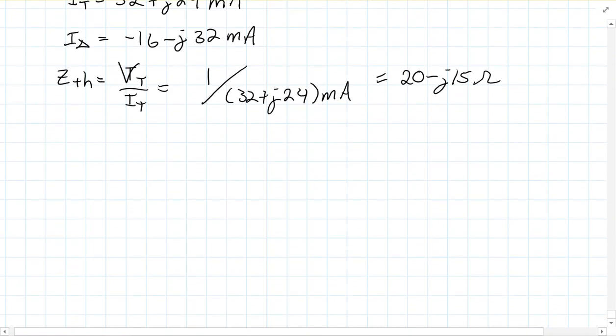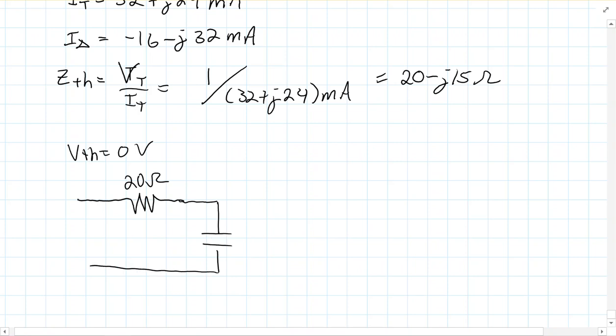So remember, what are we finding here? The Thevenin equivalent, and we had that V Thevenin was 0 volts because there were no independent power supplies. And so what do we wind up with here? Then my Thevenin equivalent is just an impedance component, and it would be a resistor, 20 ohms, and it's negative, so it's a capacitor, negative J15 ohms. So this would be my Thevenin equivalent.